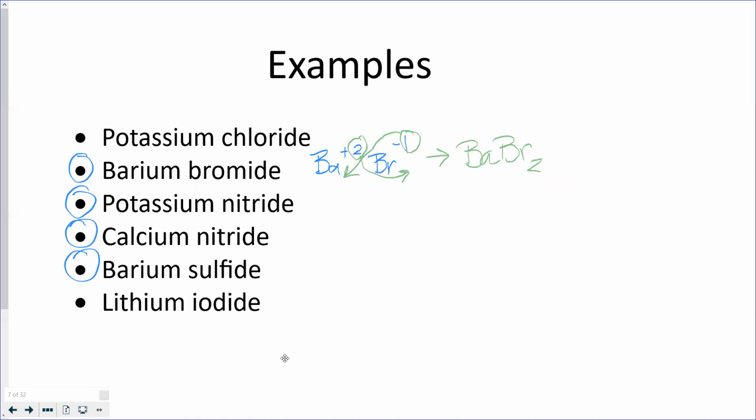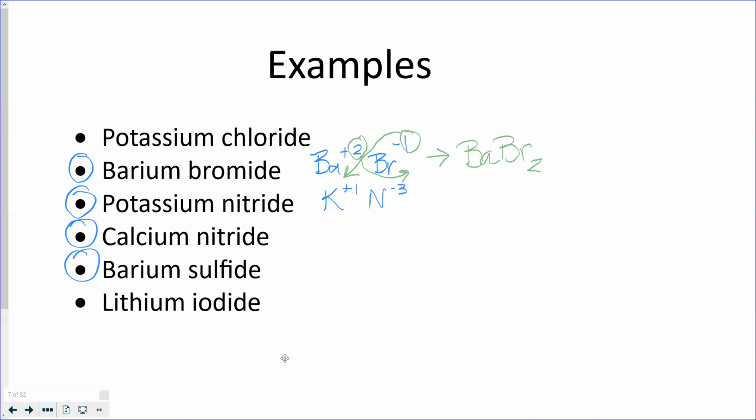Let's look at the next one, potassium nitride. Potassium is number 19, which is K. It is in the first column, so it has a +1 charge. Nitride comes from nitrogen, which is number 7. It is in group 5A. So if you do the 5 minus 8, it has a -3 charge.